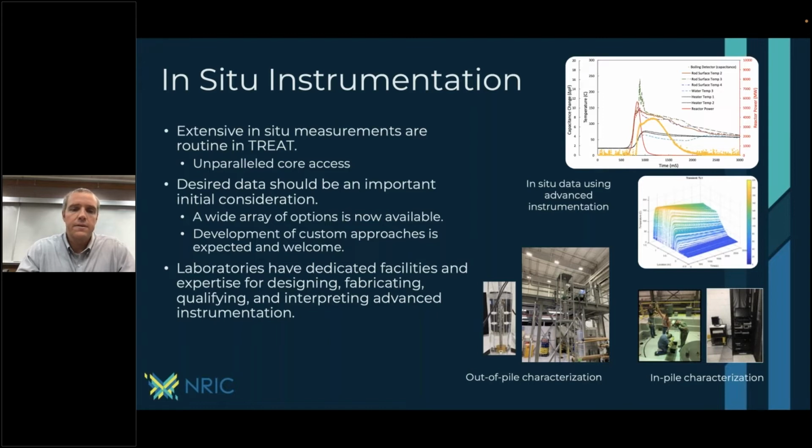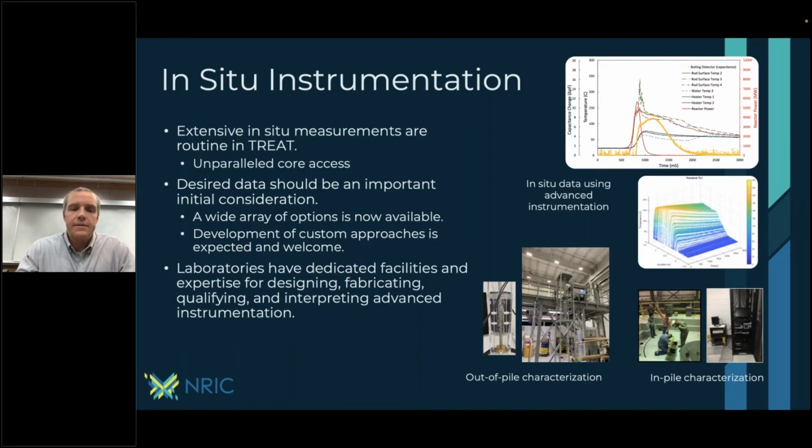And we've done a lot of work in the past, what's now 5 years since the TREAT restart, to develop expertise and capabilities that allow us to make any variety of measurements in the reactor core under a variety of environments. So I show some examples on the right. Don't want to focus on those too much. These are some data plots of things that we've measured in a couple of experiments.